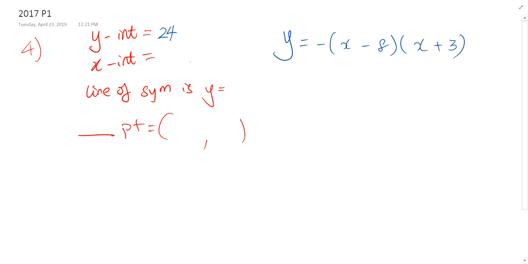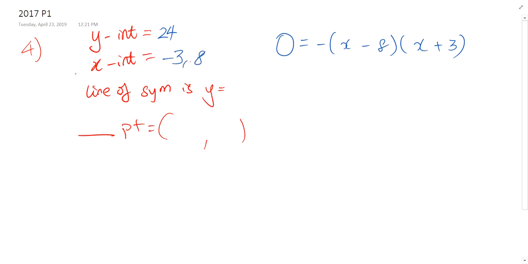Now, to find the x-intercept, when do we get the x-intercept? When y equals to 0. Now you imagine y equals to 0, so this is now equal to 0. What is the value of x? 8 and negative 3. Okay, so we've got negative 3 or 8.